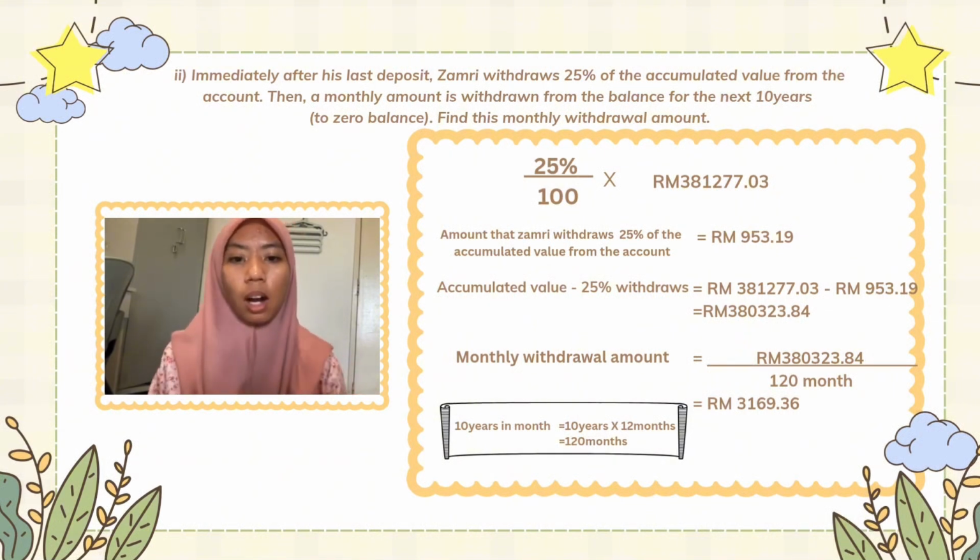Finally, we can find the monthly withdrawal amount. So RM318,323.18 divided by 120 months equals RM3,169.36. So Zamri will withdraw RM3,169.36 every month for the 10 years until the balance becomes zero.